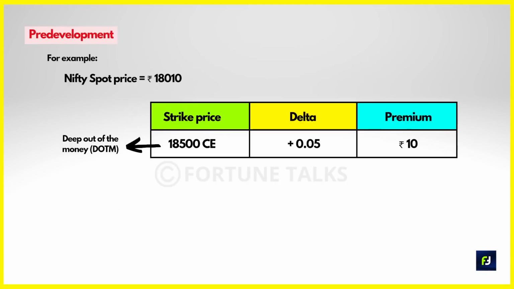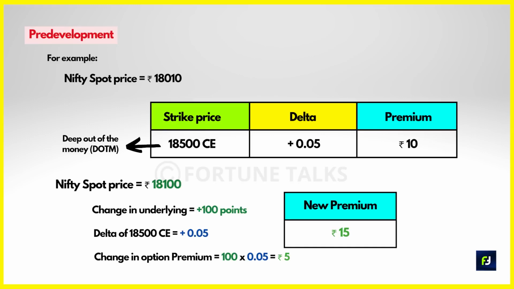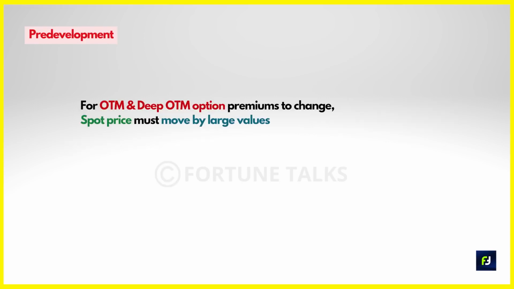So if the premium for 18,500 call option when the spot value is at 18,000 is rupees 10, then when Nifty moves 100 points to 18,100, then the premium is likely to move by 100 multiplied by 0.05, which is equal to 5 points. Hence the new premium will just be rupees 15. Now this may look like a very small change on an absolute scale, but when you think of it in terms of percentages, then the option has increased 50%. So what is the conclusion that we derive from this observation? Even though deep out of the money options tend to have impressive percentage returns, for such a thing to happen, the spot price has to move by a large value.